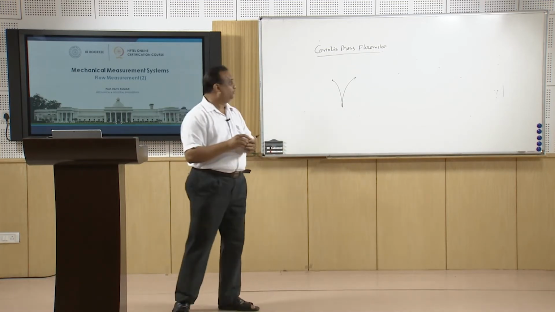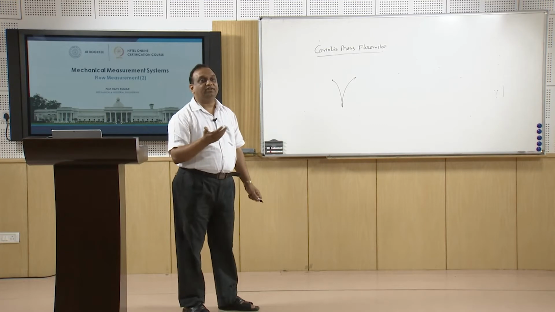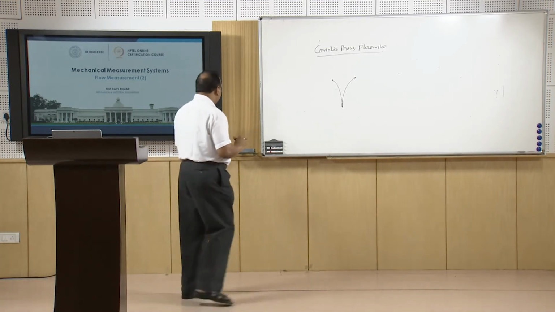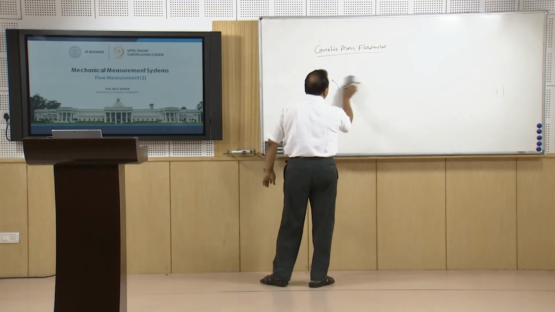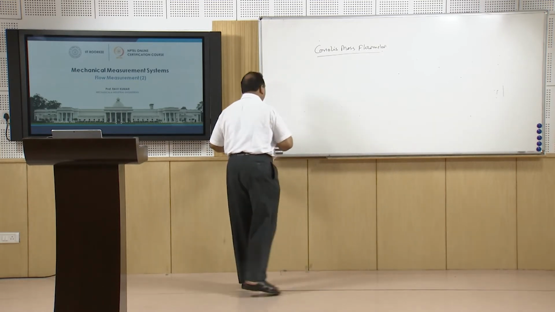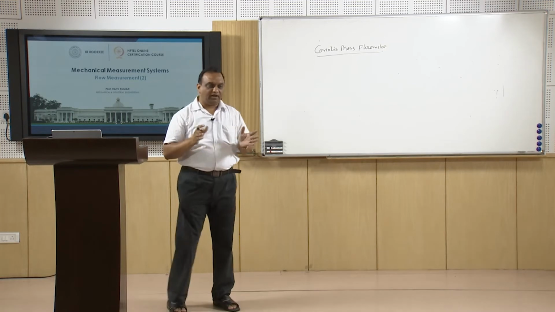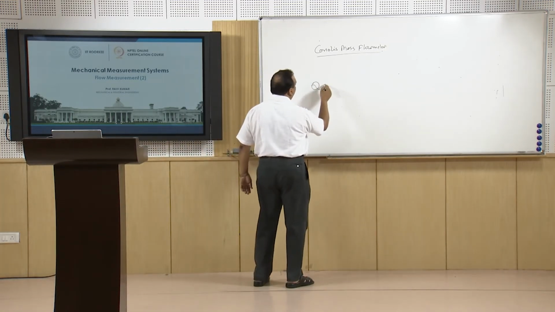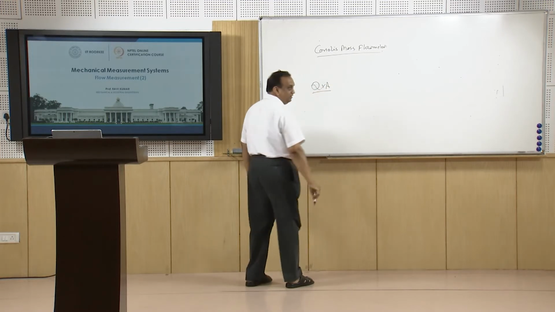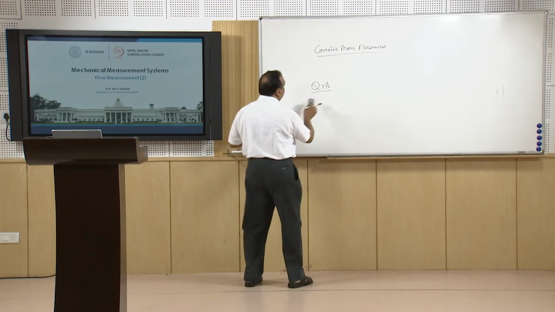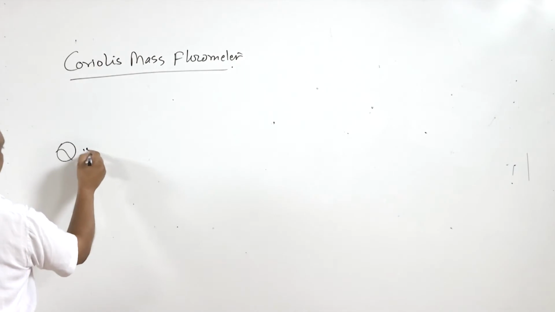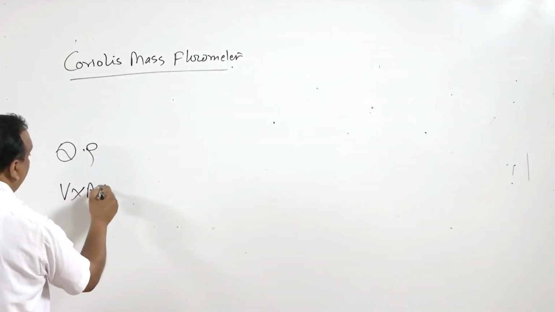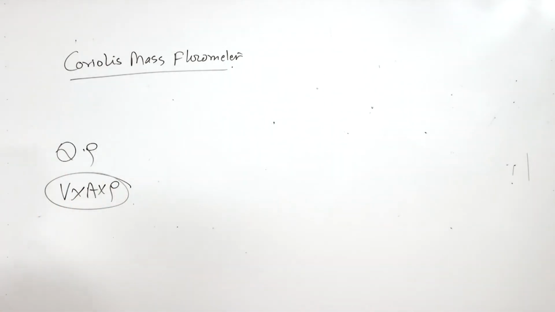Now how can we use this principle, precession in the third axis, in the Coriolis mass flow rate meter? First of all, it is a mass flow rate meter. In earlier flow meters, we were simply finding the value of Q and then multiplying it by the density. Sometimes velocity multiplied by area multiplied by density, then we find the mass flow rate.